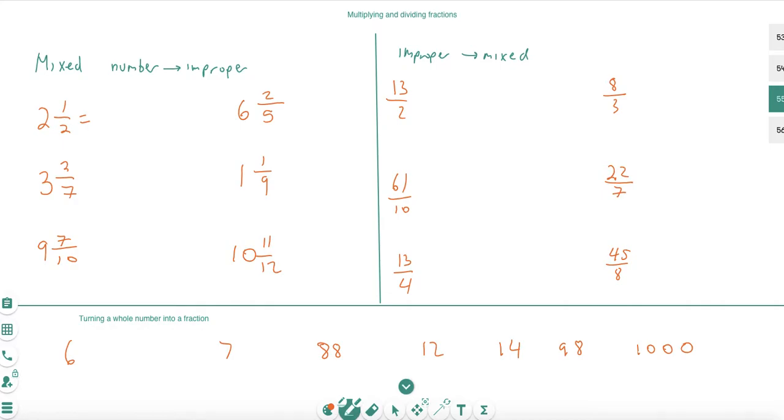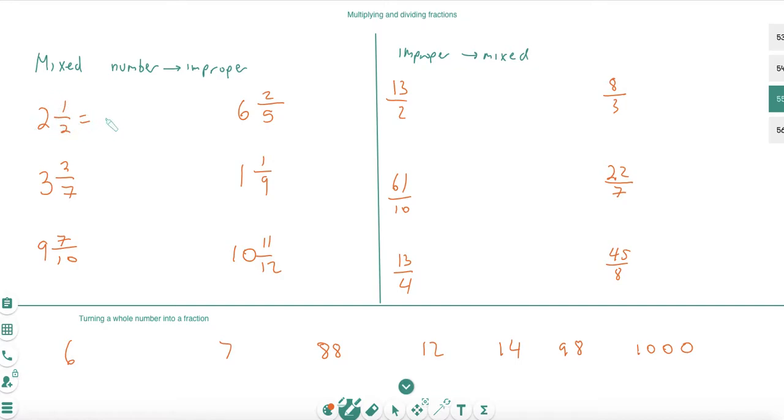The first thing you have to know is how to turn mixed numbers into improper fractions. This is a mixed number because it's a mix between a number and a fraction. We're going to turn it into an improper fraction. An improper fraction is a fraction where the denominator is smaller than the numerator, okay? So how do we turn 2 and 1/2 into an improper fraction?